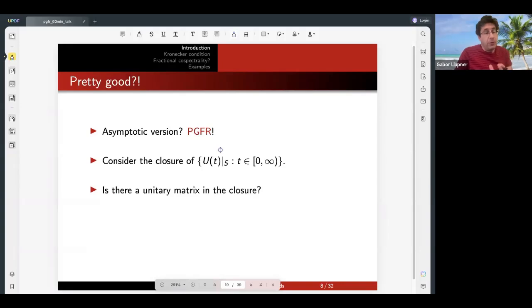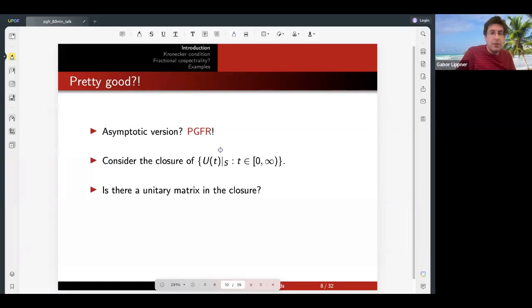Okay, so before going there, I now want to start talking about the pretty good version of fractional revival. As I mentioned, finding examples of fractional revival is difficult. There are few graphs that have it, and it's hard to verify. It's a hard question. This is already the case for state transfer.